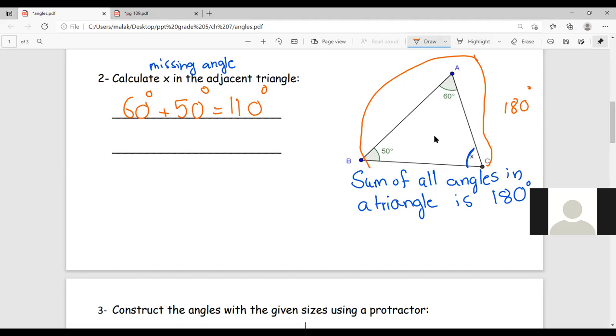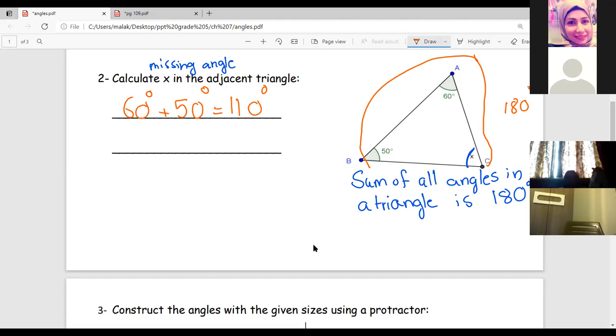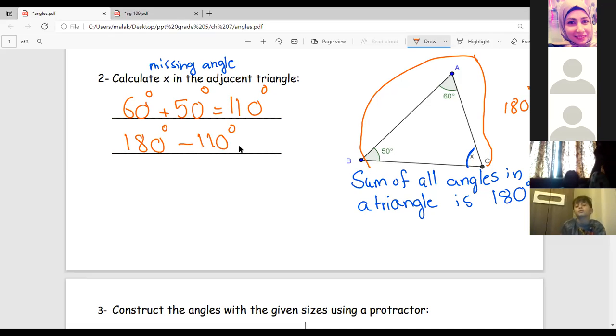I am counting from 110 till 180. So what I'm doing here? How do we write the equation? It's 70. We are subtracting. Excellent. So if we subtract 180 by 110, the answer will be 70. So x, which is the missing angle, is 70 degrees.